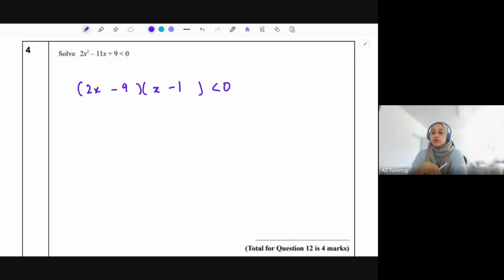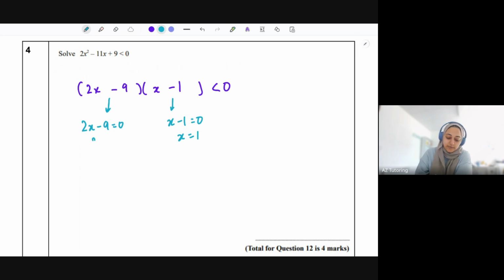Okay, if you're not comfortable using that method, use the quadratic formula like we've been going through this whole session. So therefore, our two values are either 2x minus 9 equals 0 or x minus 1 equals 0. This one's easy enough. It's just the opposite sign. So x equals 1 because I'm bringing minus 1 to the other side. Let's solve this for x.